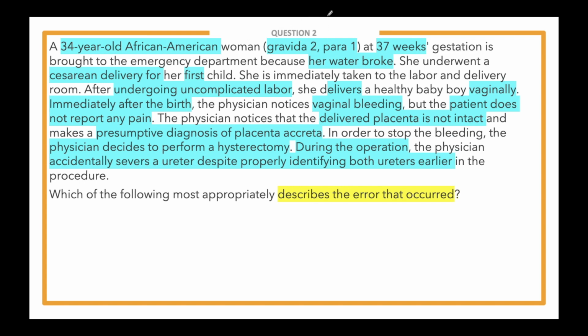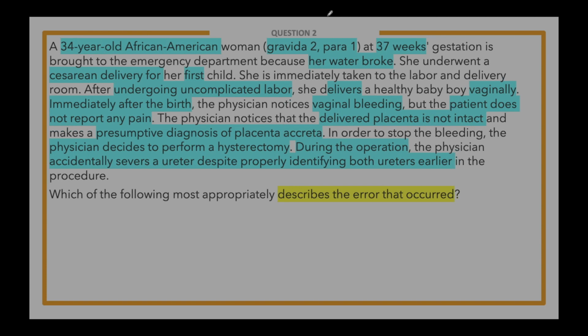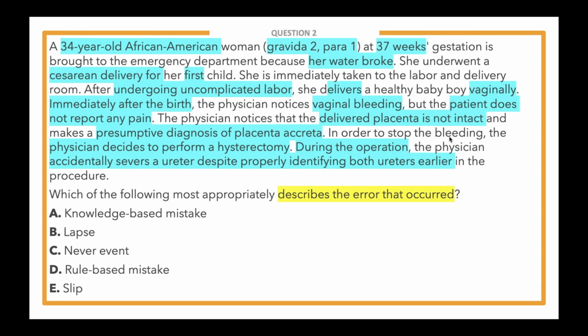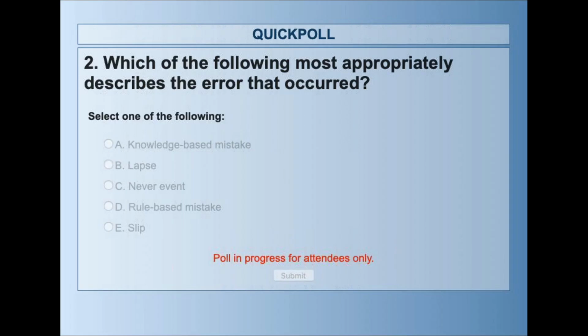So let's take a look at those answer choices. Again, we will start at the bottom and work our way up to the top. Answer choice E, slip. D, rule-based mistake. C, never event. B, lapse. And A, knowledge-based mistake. So we're going to go ahead and open up that poll. Go ahead and select the answer choice you think is the best answer here, and we'll talk about it in just a few seconds.